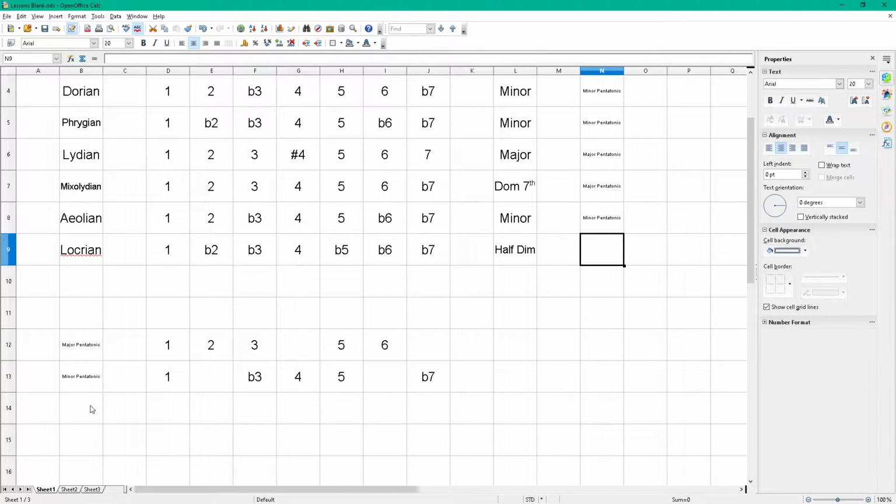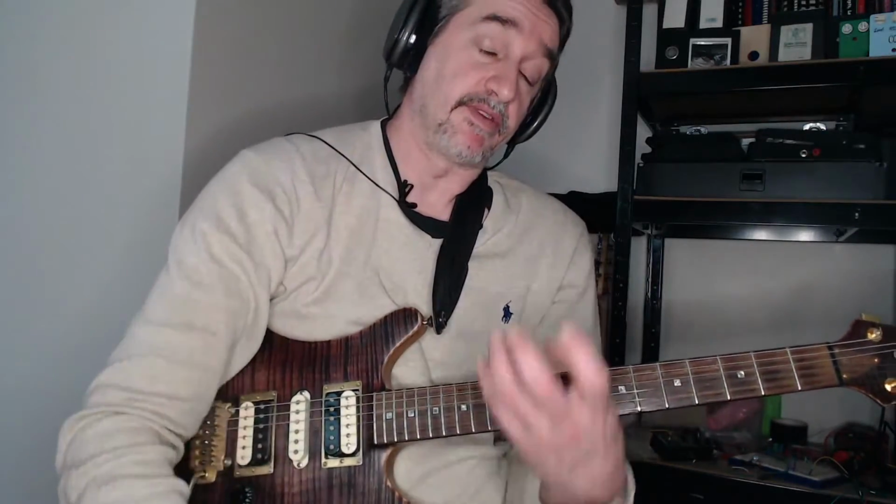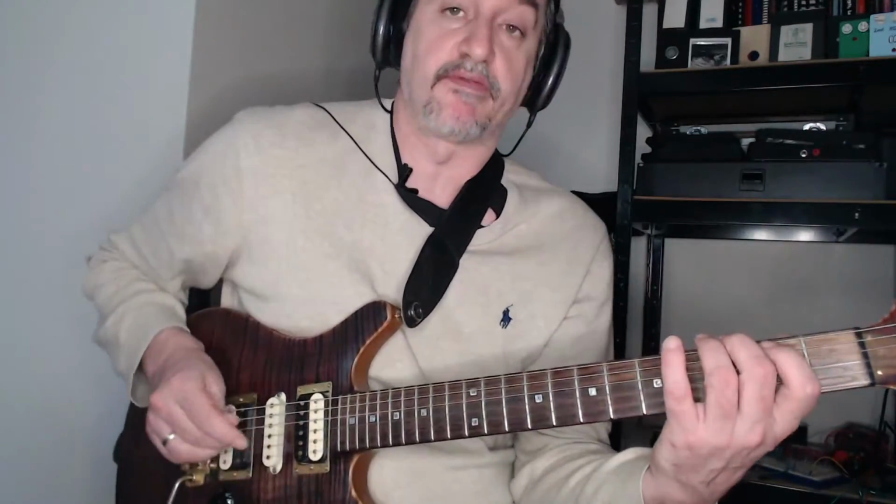But now we've done also dominant 7 pentatonics. And we say that dominant 7 pentatonic is 1, 2, 3, 5, flat 7. And as such, if you look at Mixolydian now, we have 1, 2, 3, 5, flat 7. So we can also use a dominant pentatonic. And as a matter of fact, the dominant 7 pentatonic is going to work, it's going to have even a stronger flavor because of the presence of a flat 7.